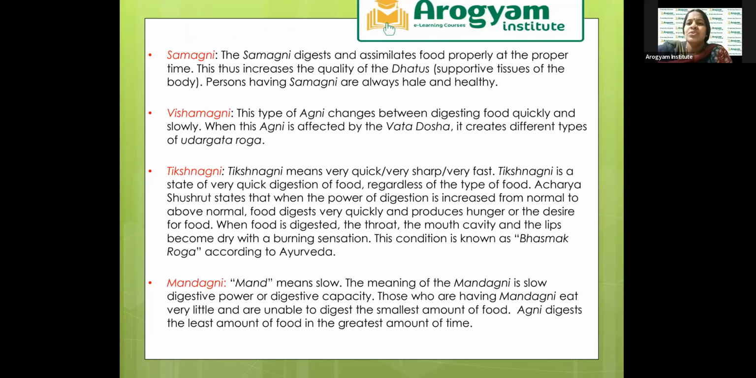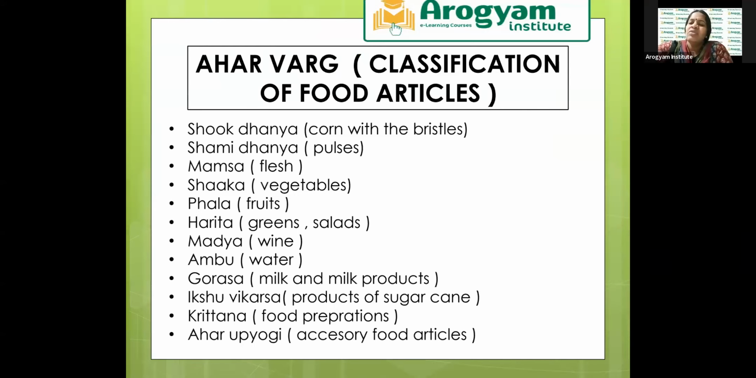Okay, so this is about Agni and Ama. Now let us move on to the next part, that is Ahar Varg, the classification of food articles.